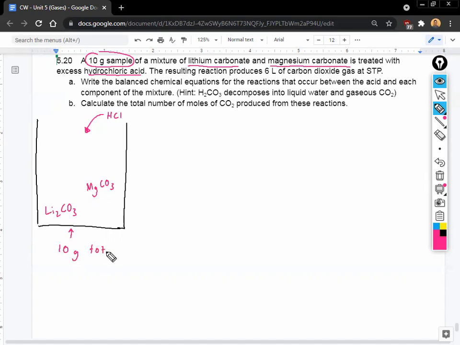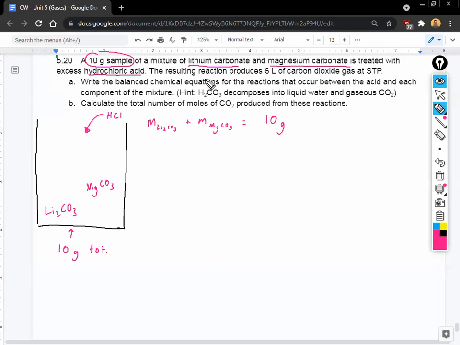So the mass of lithium carbonate plus the mass of magnesium carbonate is going to be equal to 10 grams. So the 10 grams is for the total mixture. So the mass of both of them combined is going to give you 10 grams total. Any questions about the setup so far?